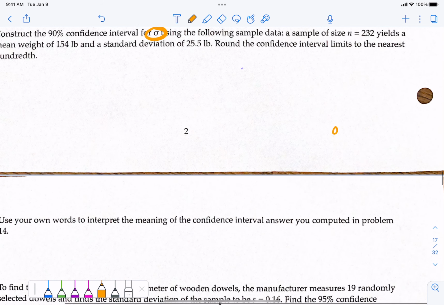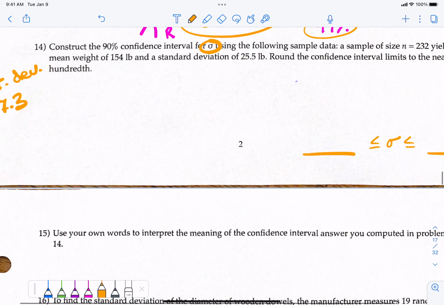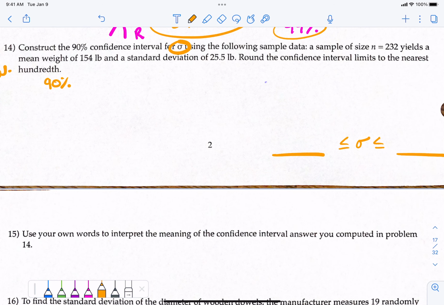Ultimately, what we're trying to find is where this lives between these two numbers. 90%. I'm going to write all of this down. We'll do this one together and then I'll make you do the next one on your own. Sample size is 232. That's n. It yields a mean weight of 154. That is x bar. Standard deviation of 25.5.